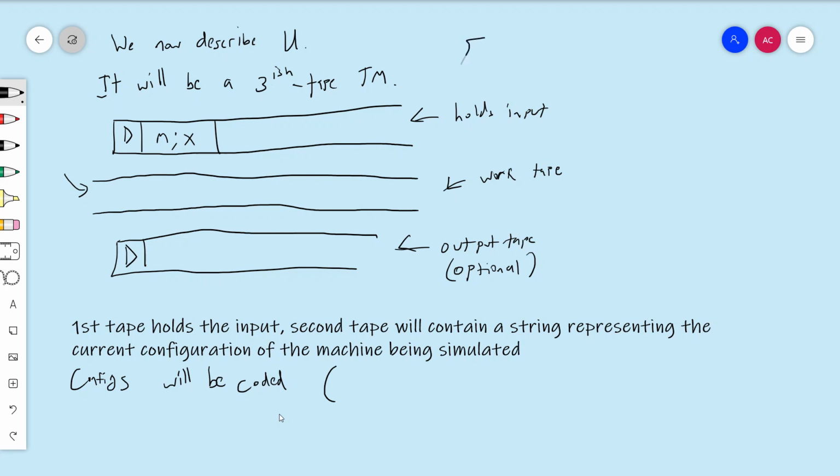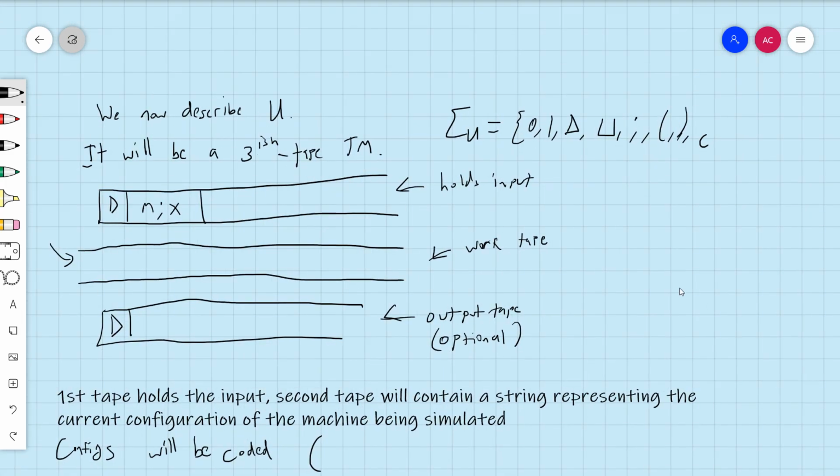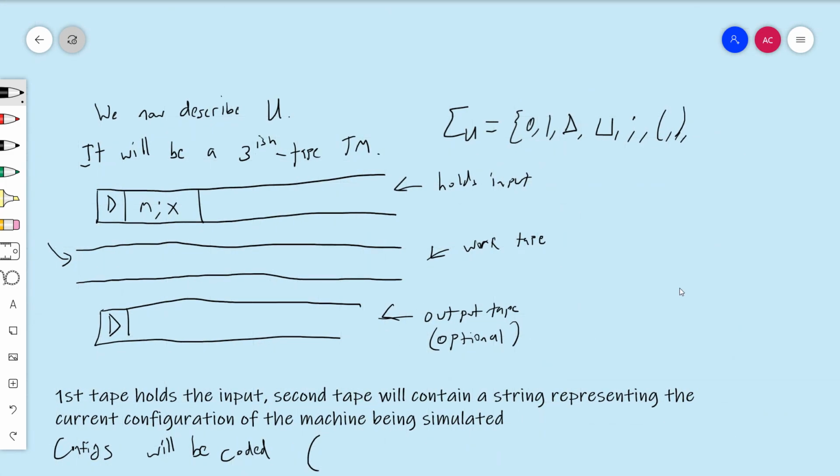The alphabet of our universal Turing machine is 0, 1, triangle, square bracket, square, blank, parenthesis, semicolon, parenthesis, comma. So I have commas and parentheses and the typical stuff pretty much.